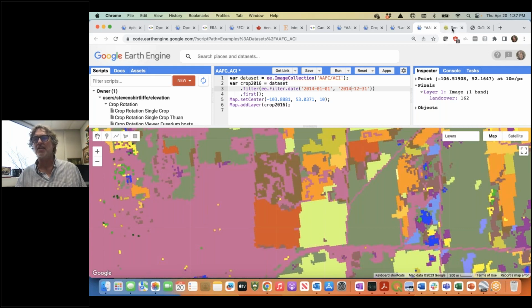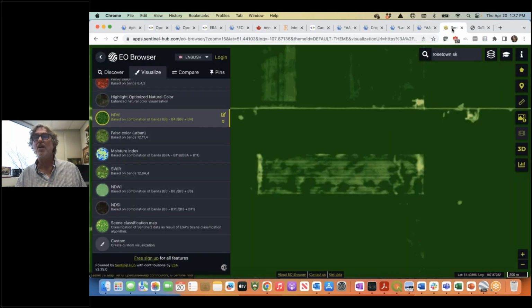We now have a new satellite constellation up there. Actually the Europeans put it up there, but they're giving away the data.